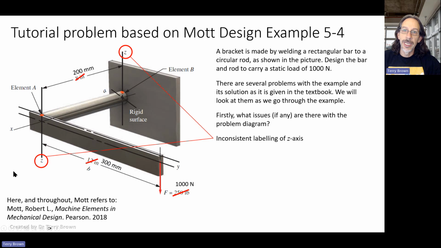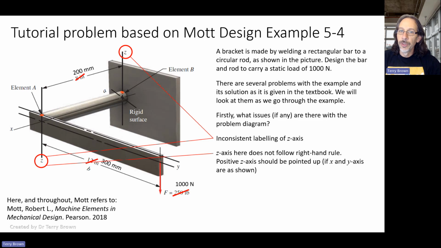All right, so this is what I found with the problems with the diagram. We've got two z-axes here. What's going on there? Well, there's inconsistency there. Also, this z-axis down the bottom here, if we look at the x and y axes, it doesn't follow the right-hand rule. If we put our fingers in the direction of x and then curl them in the direction of y, our thumb should point in the direction of the positive z-axis. So it should be pointing upwards, the same as we've got over here.